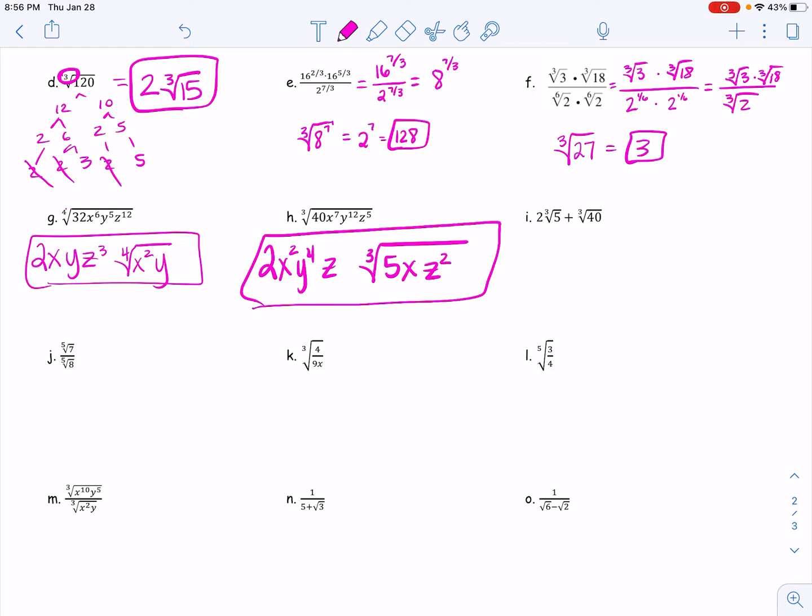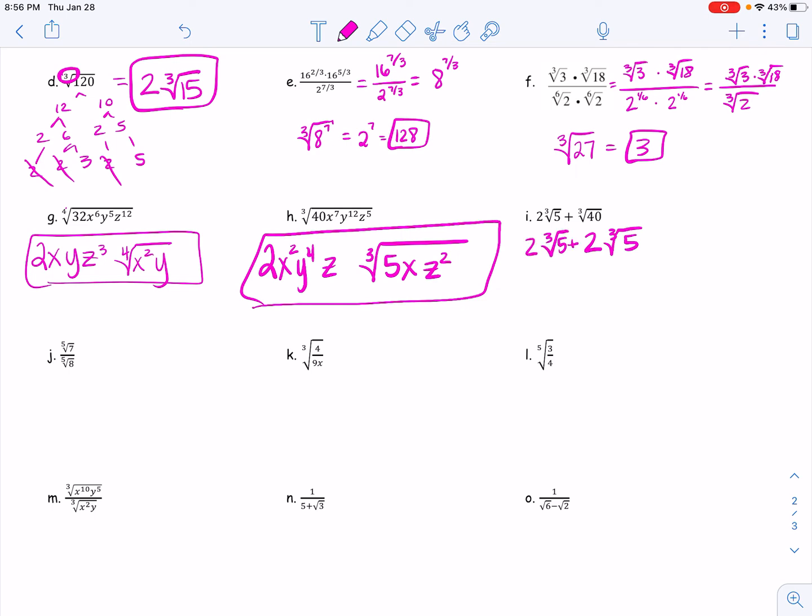In I, you cannot combine those because it's being added. And when I'm adding, these numbers have to be the same, okay? But lucky for us, didn't we just reduce the cubic root of 40? Yes, we did. And what did it simplify to? It simplified to 2 cubic root of 5. We have the same exact thing. So now we can add them because they are like terms.